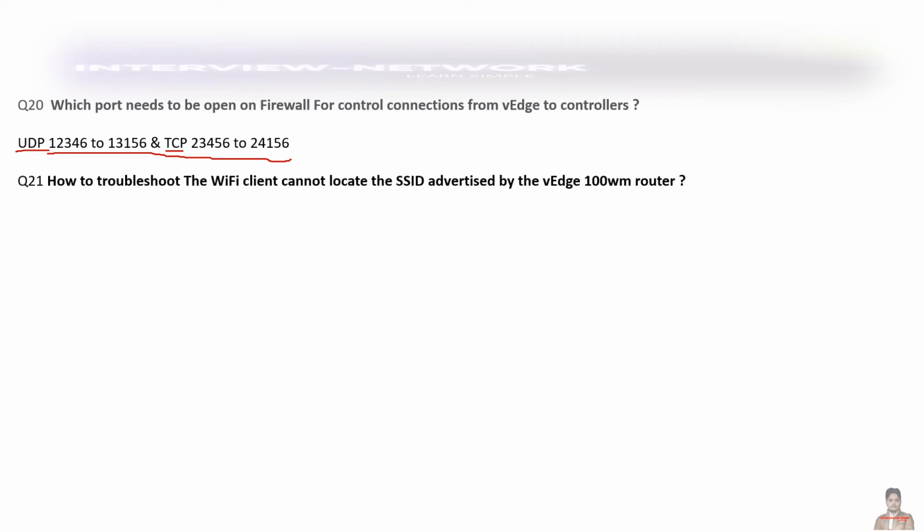Question number 21. How do you troubleshoot when a Wi-Fi client cannot locate the SSID advertised by the vEdge 100WM router? SD-WAN comes with another router that has wireless capability. So if wireless users are not able to see the SSID, how do you restore the services?